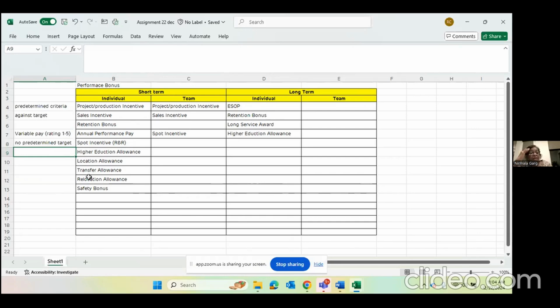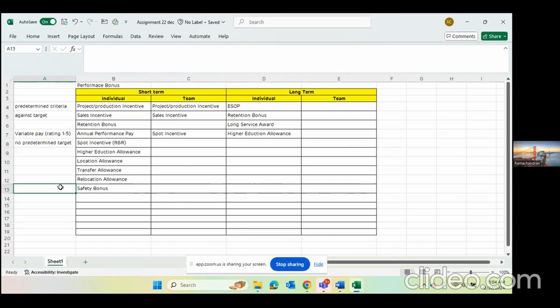Higher education allowance. Suppose an employee goes for higher education. In today's times, organizations are also giving certain allowances for people to study. Then location allowance, transfer allowance, one-time transfer allowance. Every time you're transferred, you get some allowance. Relocation allowance, yes.